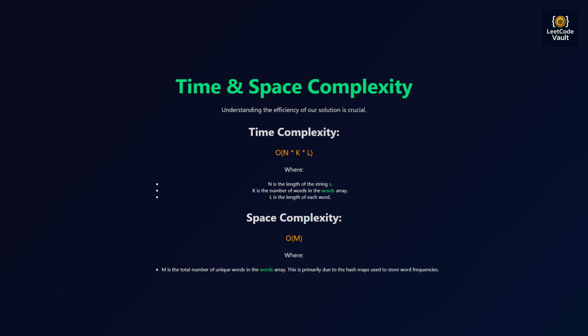Time and space complexity. Our optimal solution significantly improves upon the brute force approach. With the sliding window and hash map optimization, the time complexity is O of n times m, where n is the length of the text and m is the number of words. This is a massive improvement. The space complexity is O of m, primarily due to the storage of word counts in our hash map.